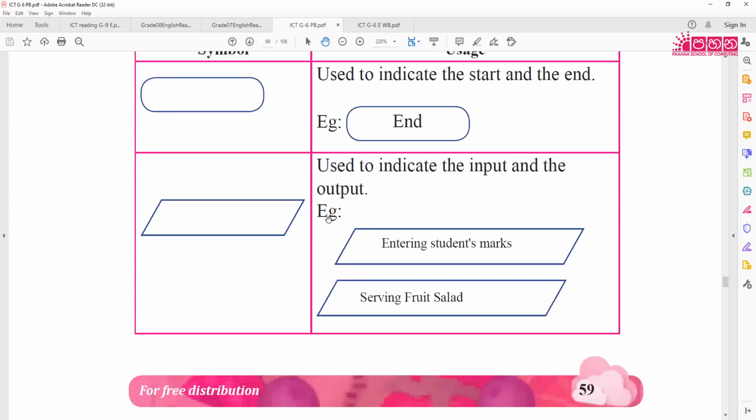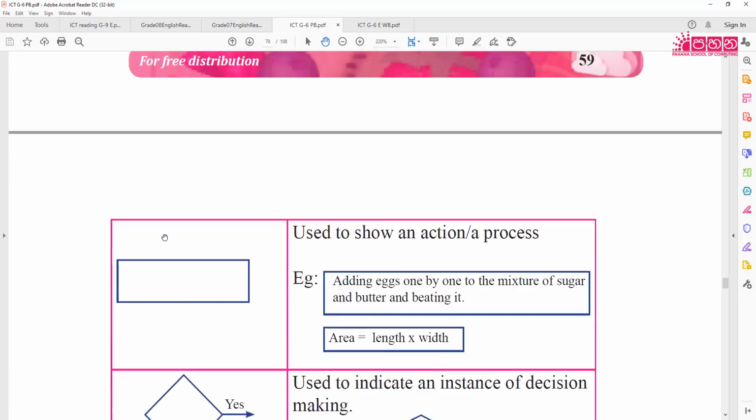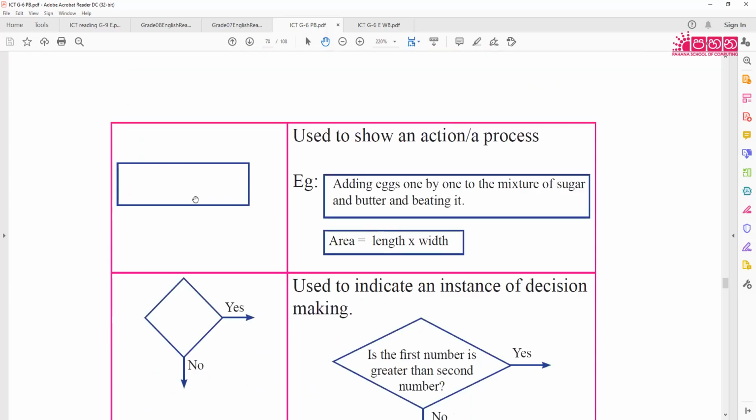Next, we have input and output. This parallelogram block is used for input and output. Whenever you have an input or output, you should use this graphical symbol. Next, the rectangle block is always used to show a particular action or process, like when you want to find an area, you put it inside the rectangle block.